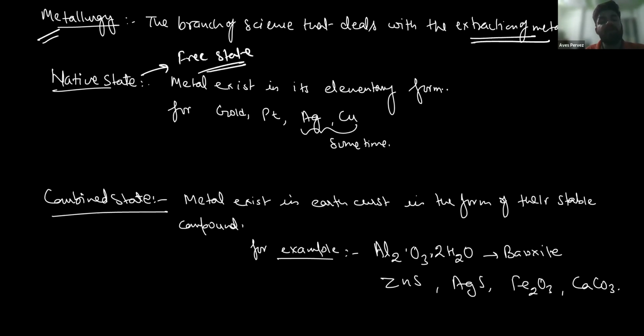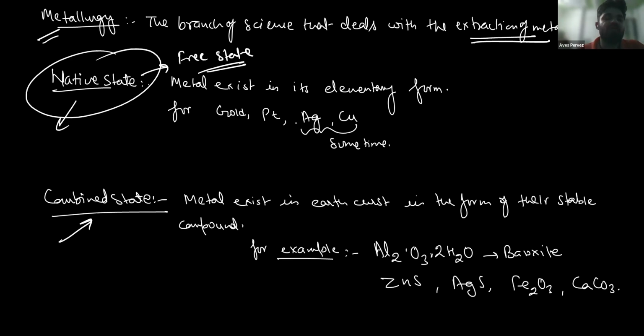In this form, the metal is not present in the combined form. Combined means it is combined with some other element. For example, zinc is not found in its purest form. It is found in zinc carbonate form, or zinc sulfide form. You got it? But in the combined state, the metals are present in the stable form of their compounds. So in the native state, it is a free state.